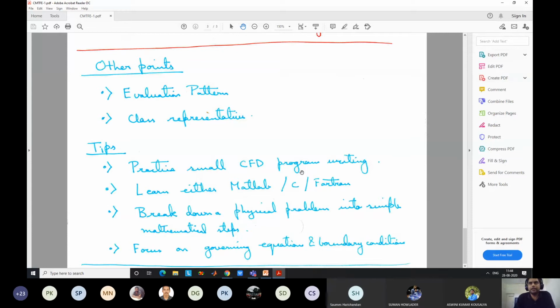Second, I will also give some small programming assignments, and some part of the evaluation may be based on that. I have not yet decided. These will be very simple programs to start off with simple CFD models, like 1D problems. That will take care of the tutorial part that we have in the course.